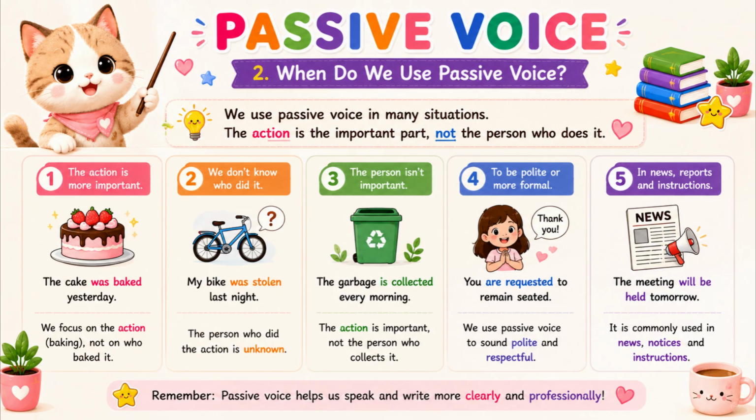Third, when the person isn't important. For example, the garbage is collected every morning. The important information is that the garbage is collected, not who collects it. Fourth, to be polite or more formal. For example, you are requested to remain seated. We often use the passive voice to sound more polite and respectful.